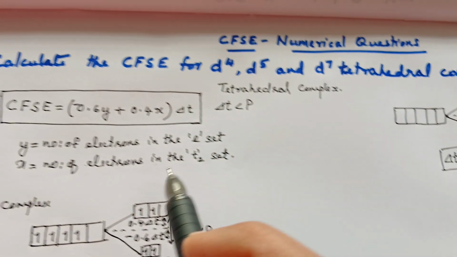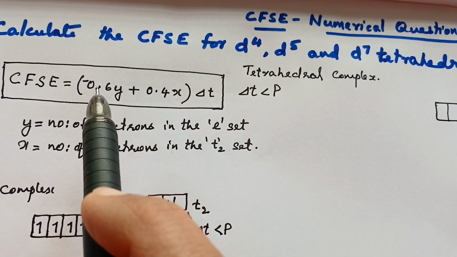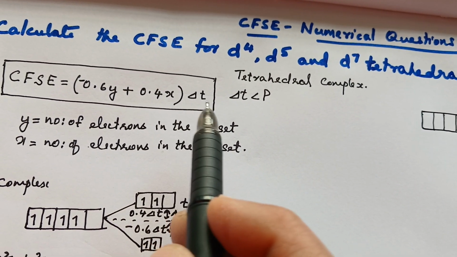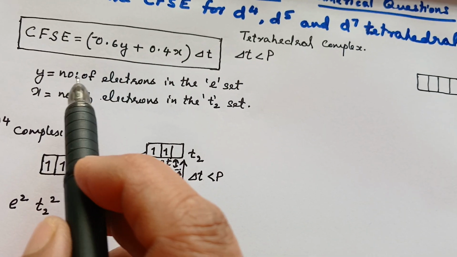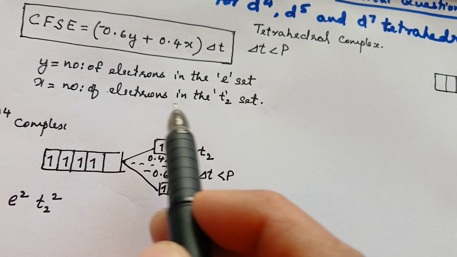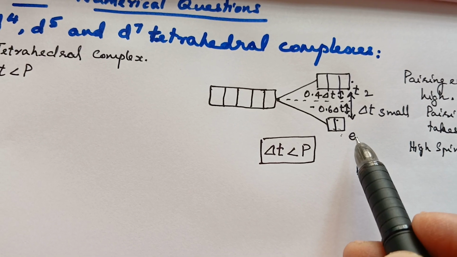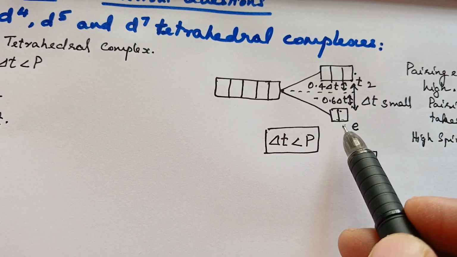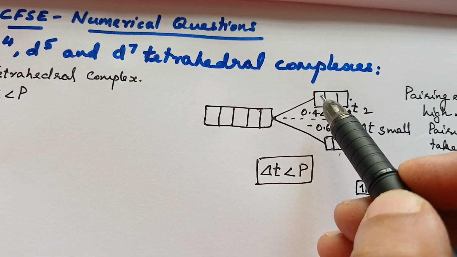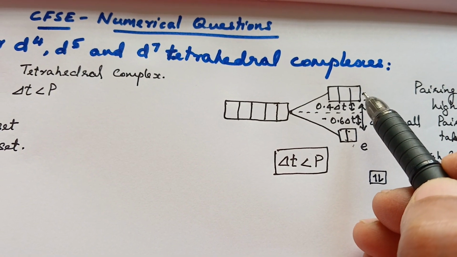Now let us look at the formula for calculating CFSE. CFSE is equal to minus 0.6 y plus 0.4 x, the whole into delta T, where y is the number of electrons in the E set and x is the number of electrons in the T2 set. The E set is the one having lower energy, that is the dx square minus y square and dz square orbitals, and the T2 set is the ones having higher energy, that is the dxy, dyz and dxz orbitals.